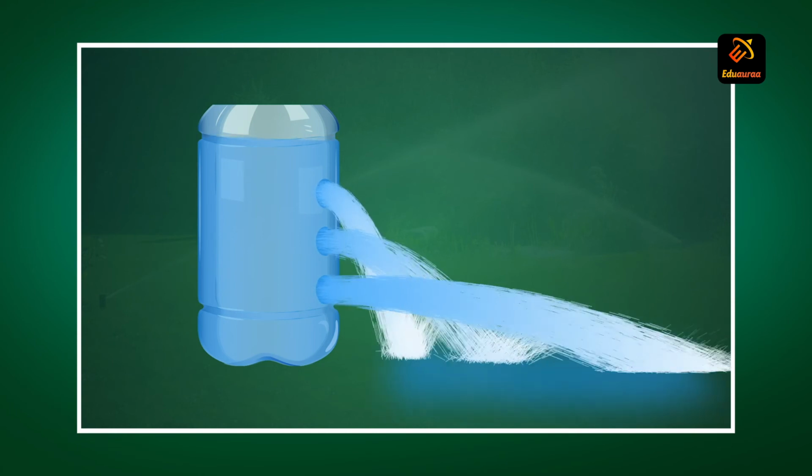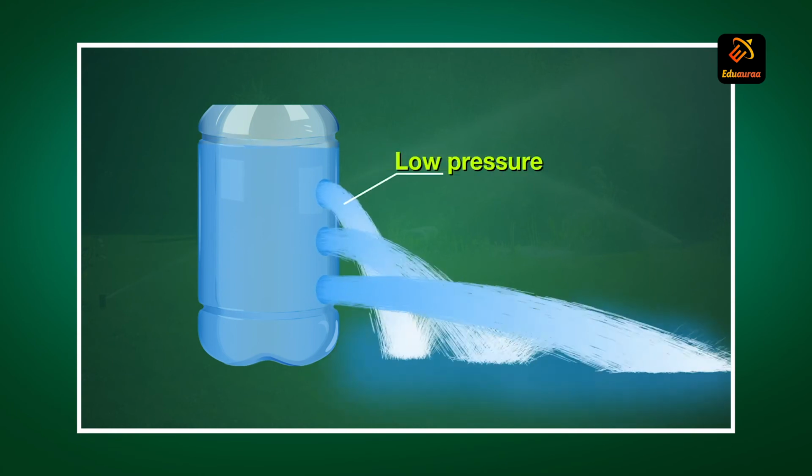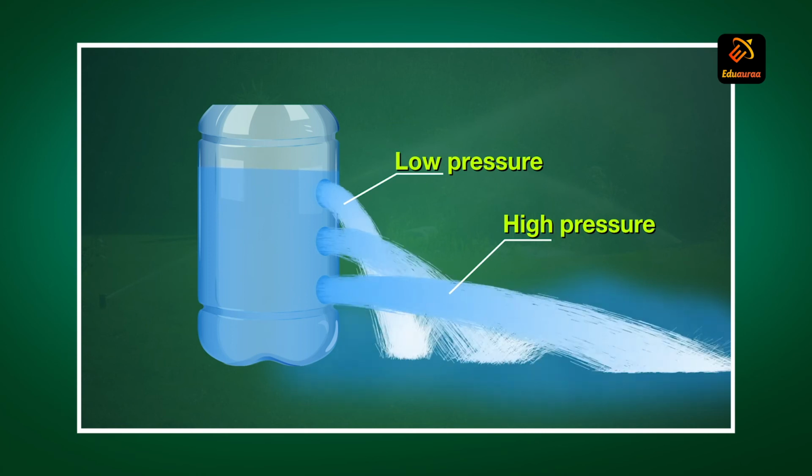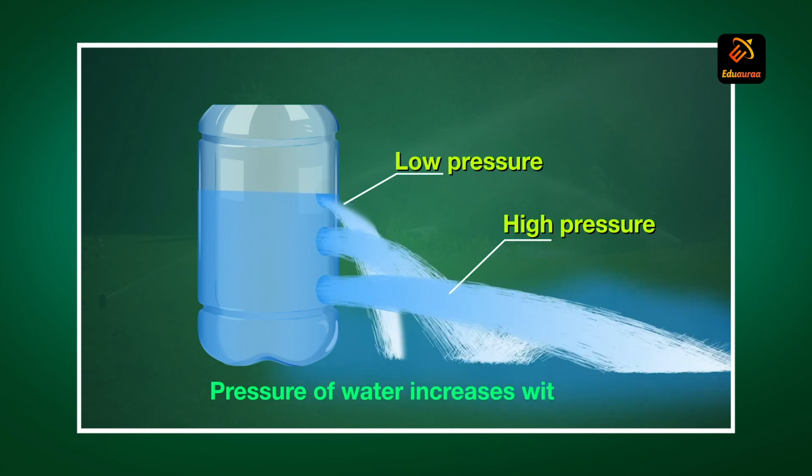What you will observe is the water at the top is releasing with the slowest speed, that means lowest pressure, and the water at the bottom is releasing with the highest speed and hence highest pressure. So from this we can conclude that water exerts more pressure at more depth.